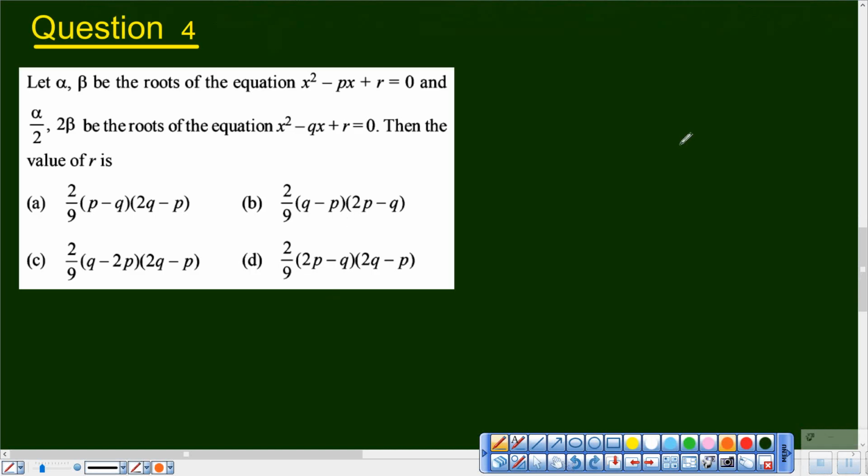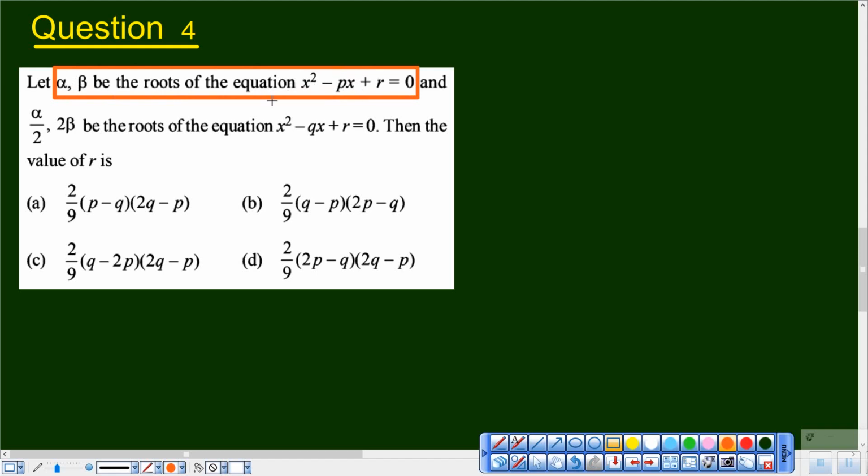Okay. Well, if alpha and beta are the roots of the equation x square minus px plus r, and alpha by 2 and 2 beta are the roots of this other equation, then the value of r is, well, I've got two equations. You can see at once that alpha and beta are the roots of this equation. That's why the sum of the roots can be written as minus the linear coefficient upon the highest degree coefficient, the quadratic coefficient, and the product of the roots is the absolute coefficient upon the highest degree coefficient.